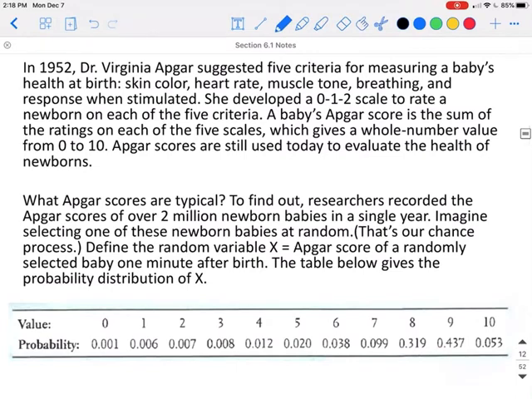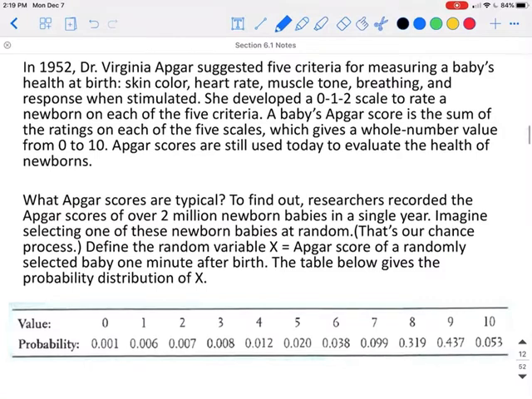In 1952, Dr. Virginia Apgar suggested 5 criteria for measuring a baby's health at birth: the skin color, heart rate, muscle tone, breathing, and response when stimulated. She developed a 0 to 2 scale to rate a newborn on each of the 5 categories. A baby's Apgar score is the sum of all of those ratings together, which gives a whole number between 0 and 10. Apgar scores are still used today to evaluate the health of newborn babies.